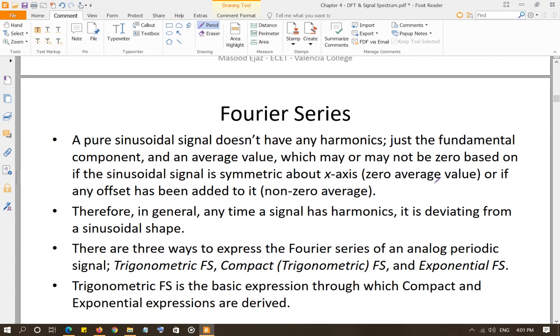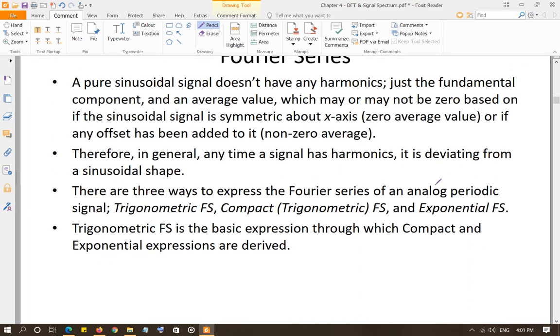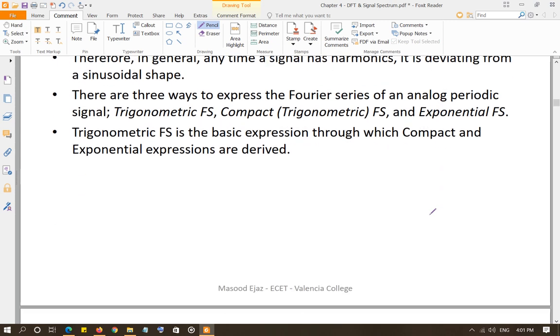So there are three different ways to express the analog Fourier series. The first is the trigonometric method, the second is also trigonometric but a compact trigonometric method, and the third one is the exponential or complex Fourier series. So let's look at each one of them one by one.